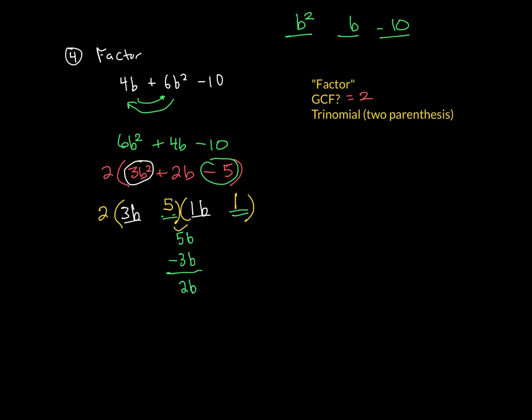So in order to make negative 3b, we need these outside ones to multiply to be negative 3. So got to put a minus in front of that 1. 3b times negative 1. And then put a plus in front of the 5 so that it's positive 5b. And that's it.